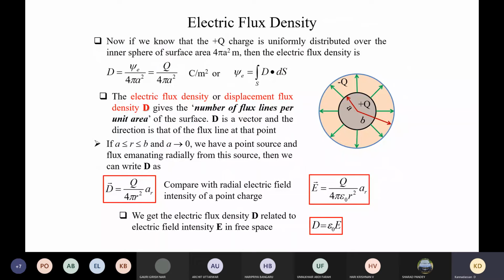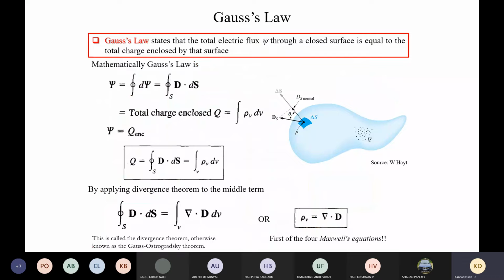In the case of Gauss's law, the same problem is discussed in an alternate way. First we introduce the field distribution in terms of the electric flux density, and this can be used to calculate the charge density. That is nothing but Gauss's law. So Gauss's law is nothing but another version of Coulomb's law.